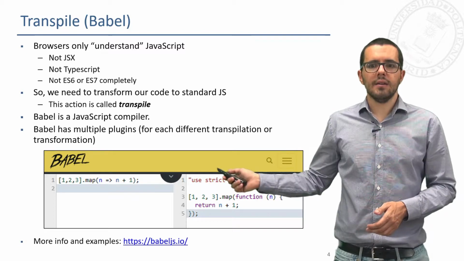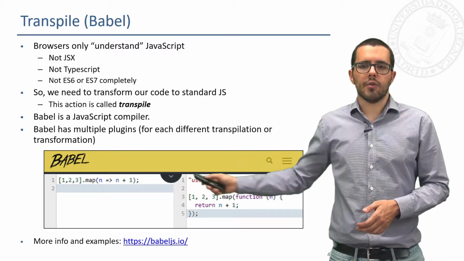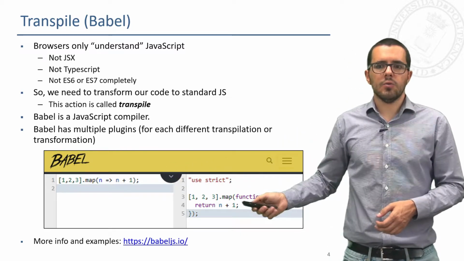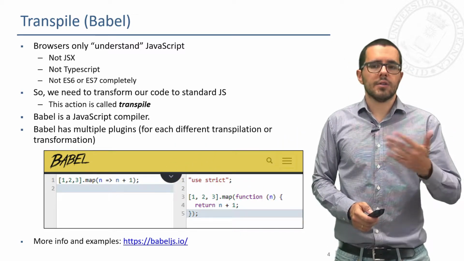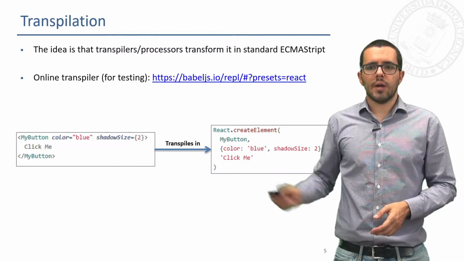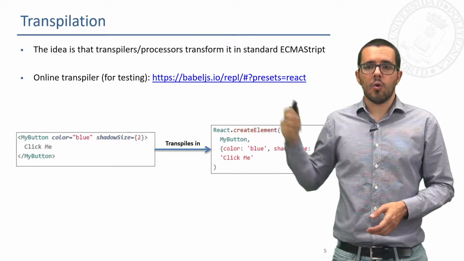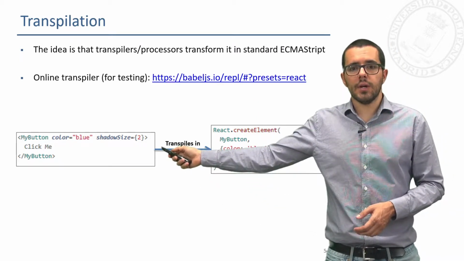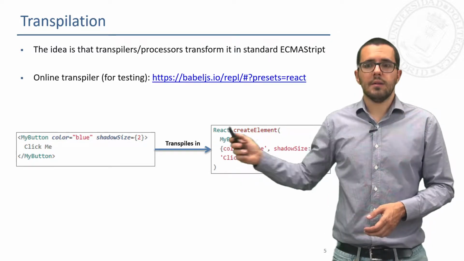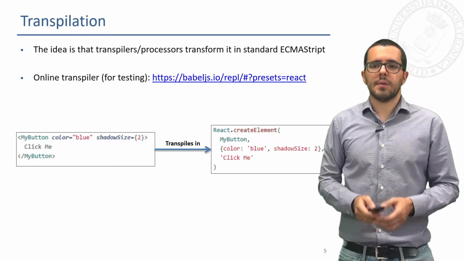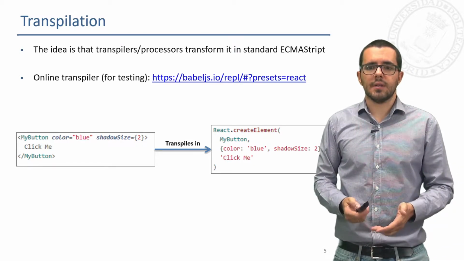You can see it online as in an example here, for example, transpiling this arrow function into a pure function, a function in standard ECMAScript. You can also try it online in real time. For example, the transformation of this component will be transpiled or transformed into this React element that is plain JavaScript, that the browser can understand.